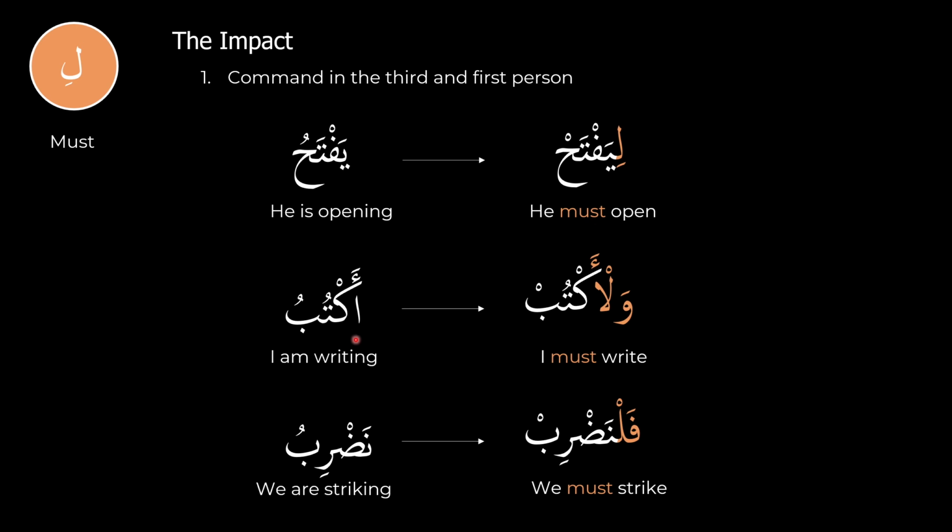And then same thing here with aktubu, it's I am writing. And then if we add wal to it, it becomes wal aktub, and now it means I must write. And then same thing here with nadribu, we are striking. And then if we add fal to it, it becomes fal nadrib, which becomes we must strike.